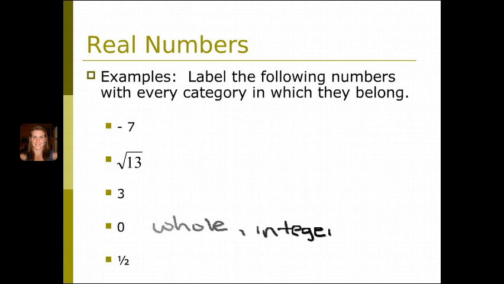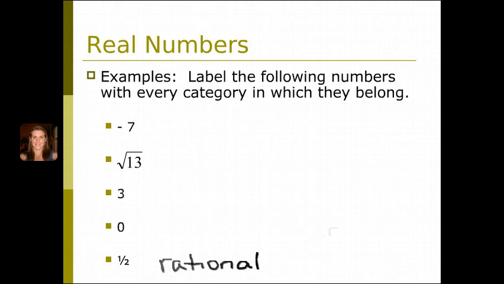One half was one of the examples we gave as our rational number, because 1/2 is a terminating decimal of 0.5. Therefore, it is rational.